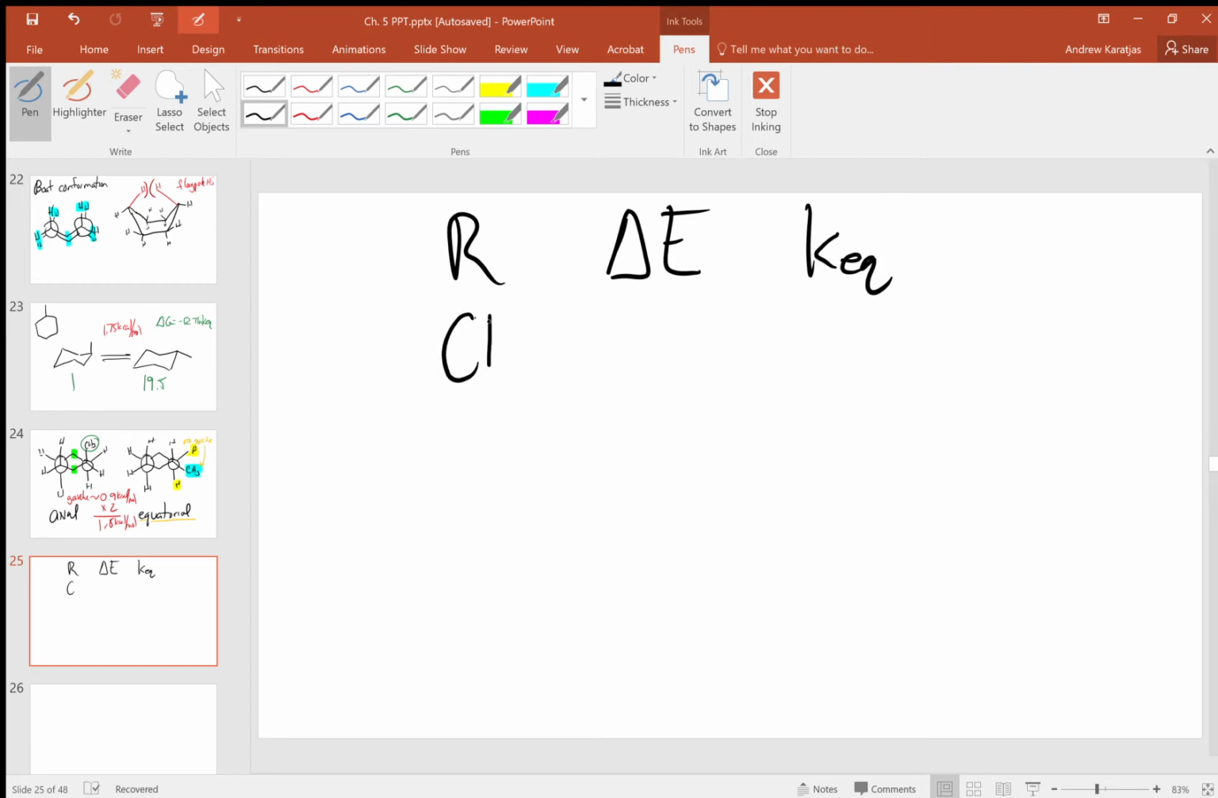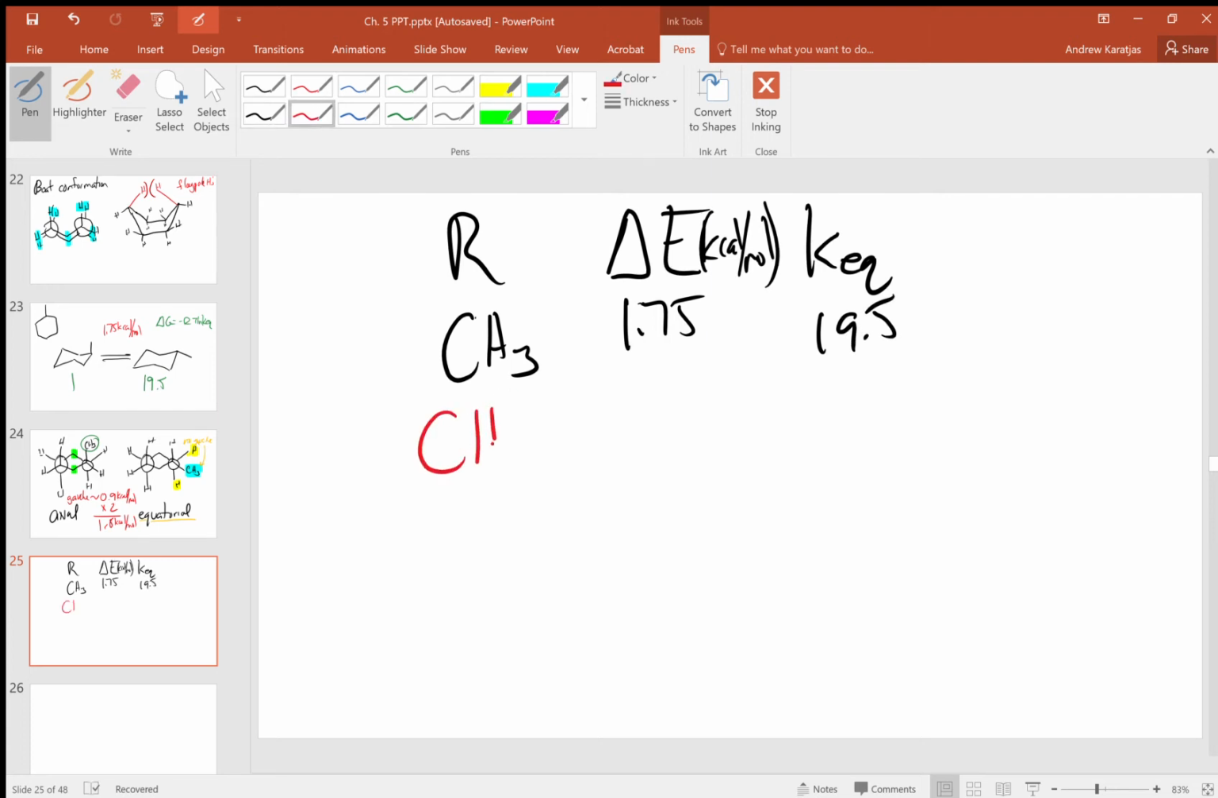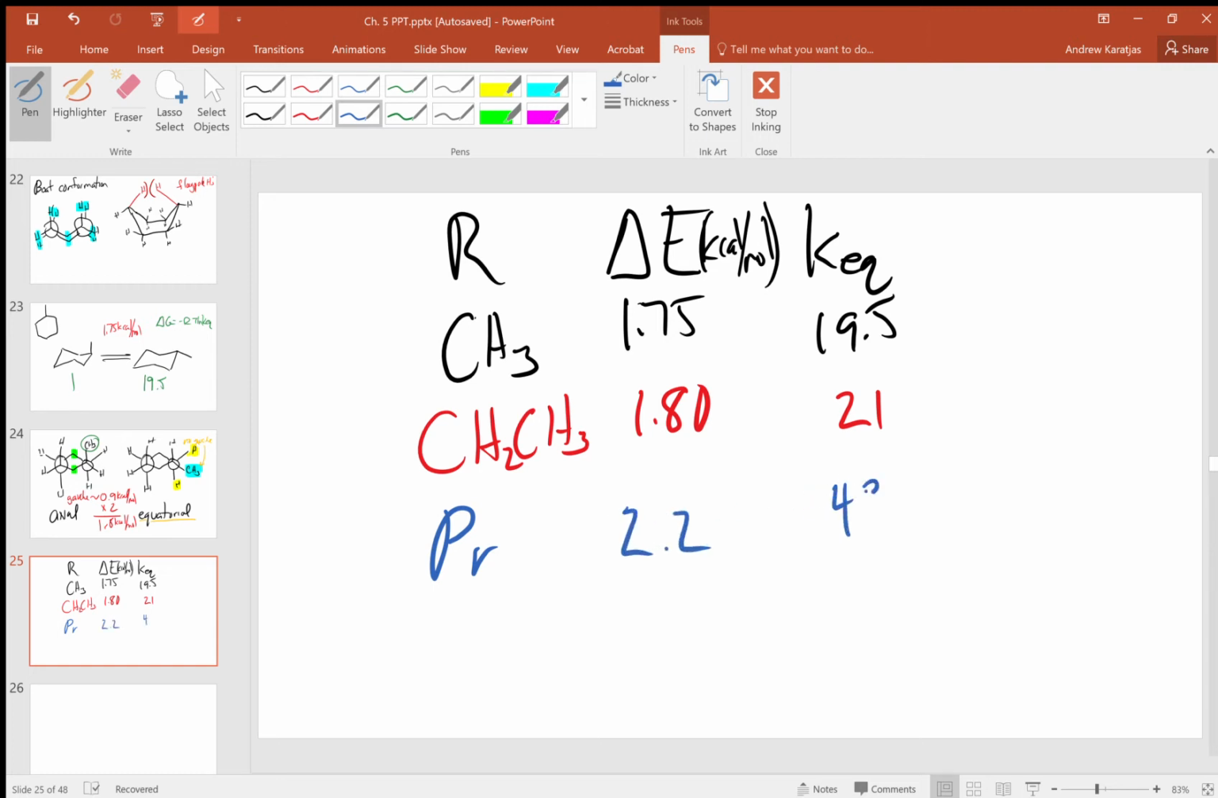So we just did CH3, 1.75 kcals per mole, and a ratio of about 19.5 to 1. If we make it just a little bit bigger with an ethyl, it turns out the ethyl doesn't have a huge difference in energy compared to the methyl, only about 21 to 1. And a propyl group, a little bit bigger yet. Energy difference goes up a little more. Now we get up to about 40 to 1.